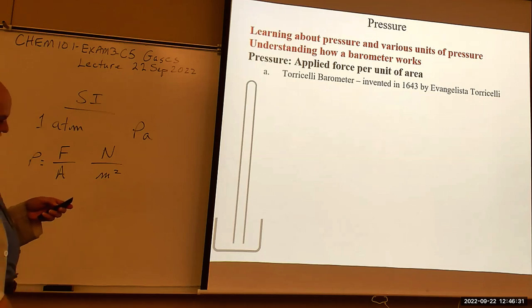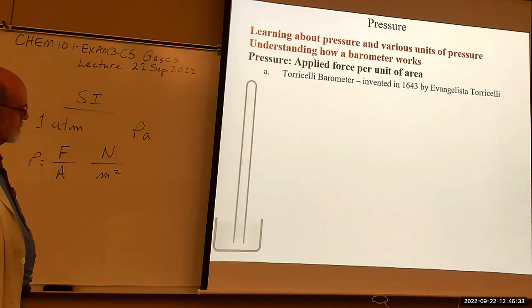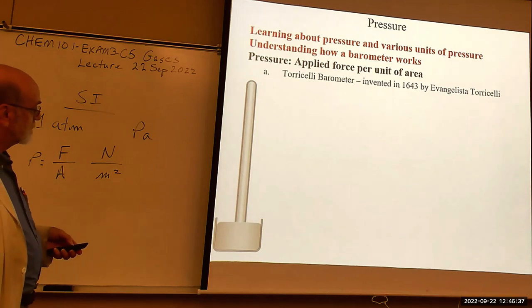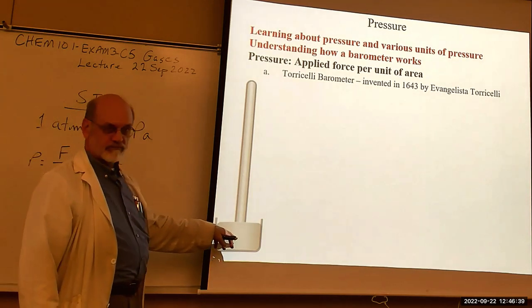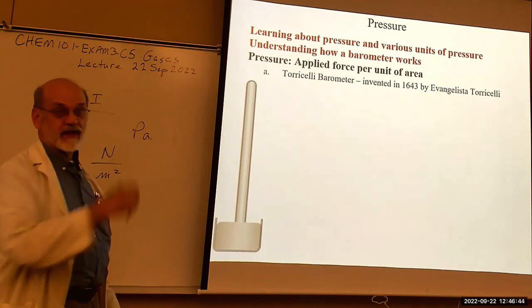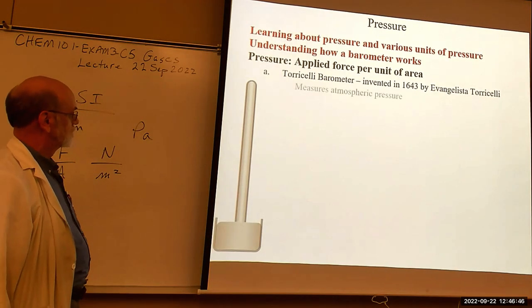Anyway, so he created this barometer, filled it with mercury, and he noticed that when he released his thumb, what happened to the column of mercury? It didn't stay up there, right?